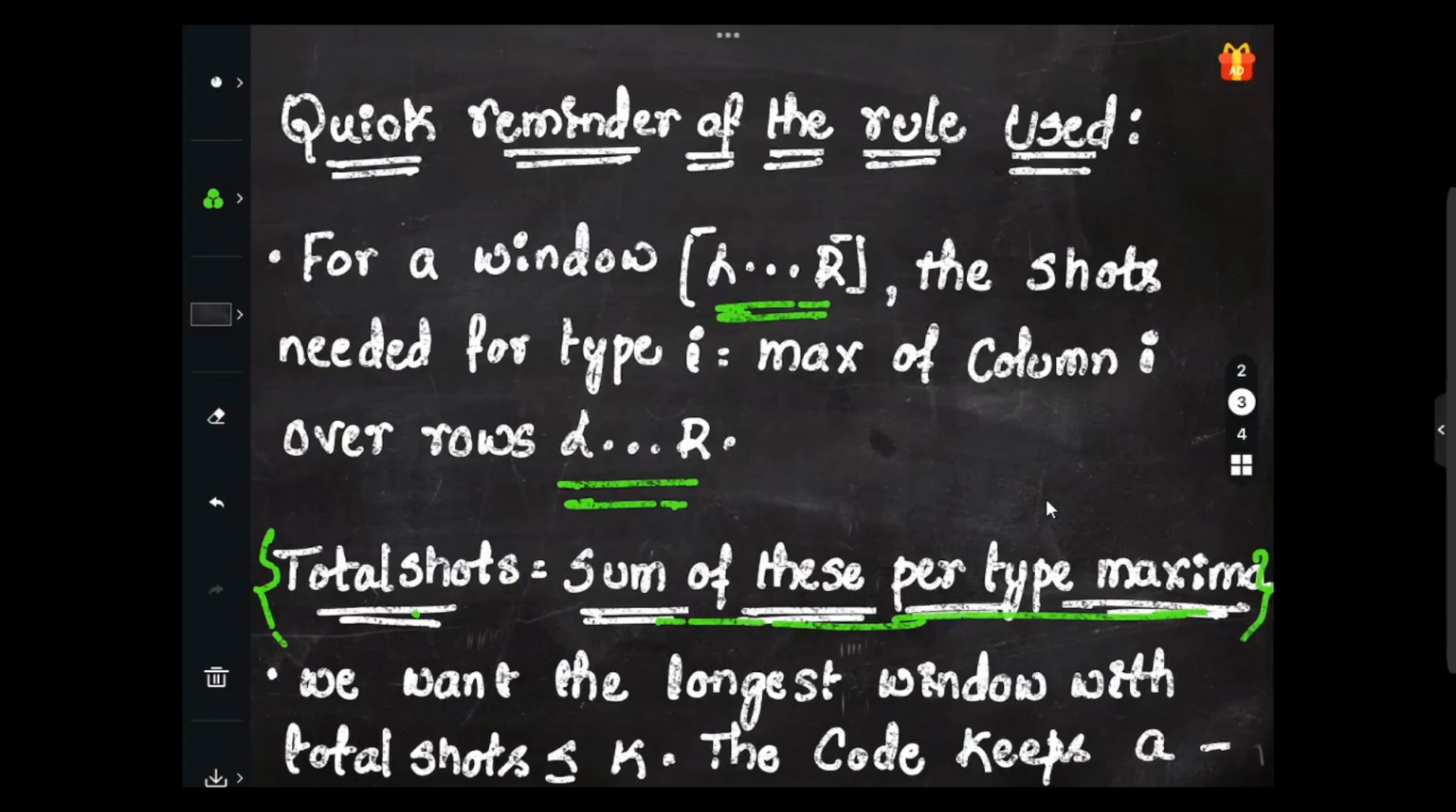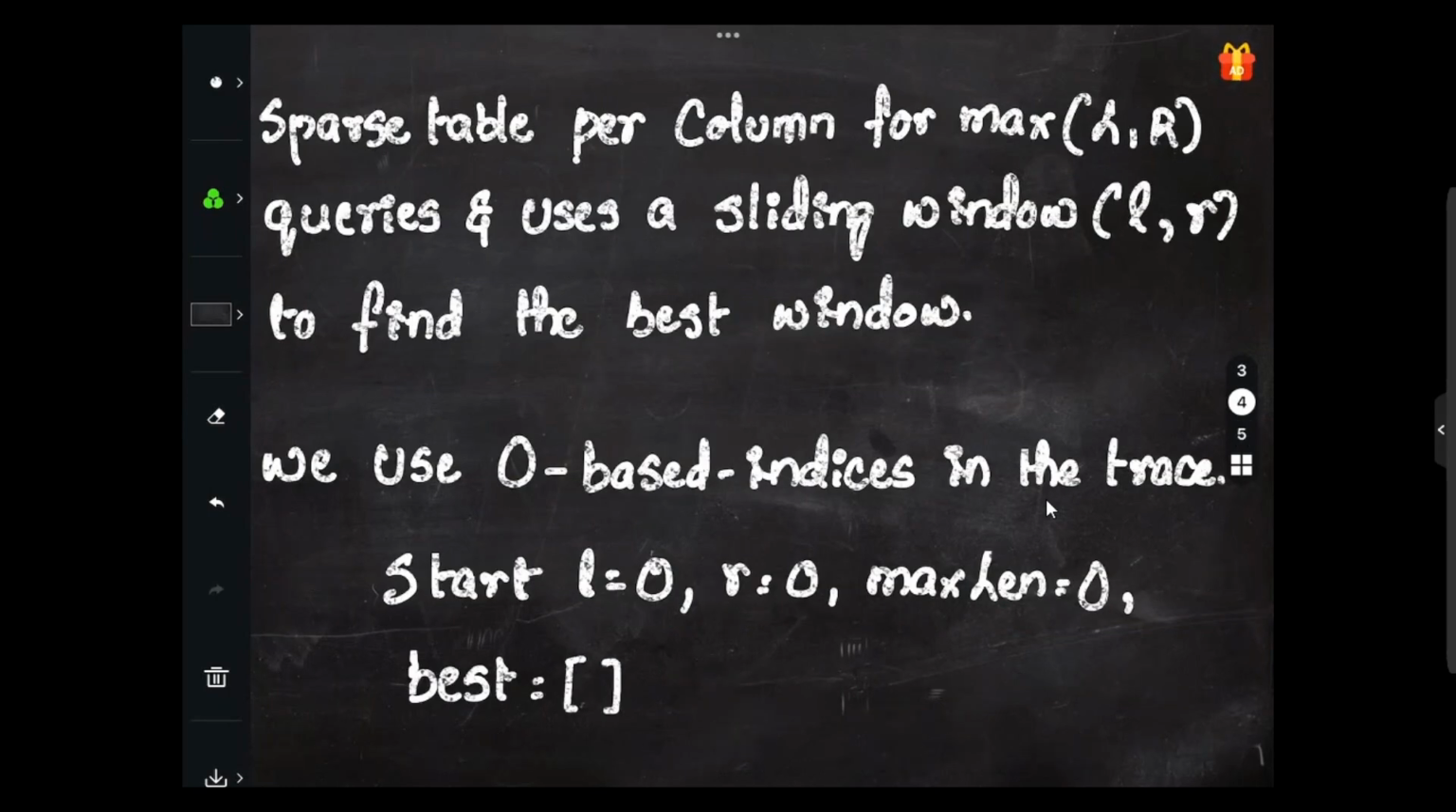So we want the longest window with the total shots less than or equal to k. This is in accordance with the question that we have discussed. The code keeps a sparse table per column for max of left comma right queries, and uses a sliding window L comma R to find the best window.